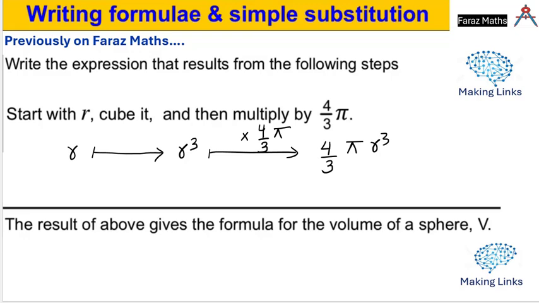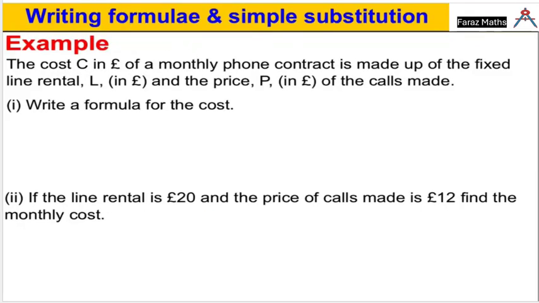The result of the above gives the formula for the volume of a sphere V. So that is the formula of a sphere: V is equal to 4/3 pi r cube. Okay, that's the new example. Pause the video and try to answer the question if you think you can.